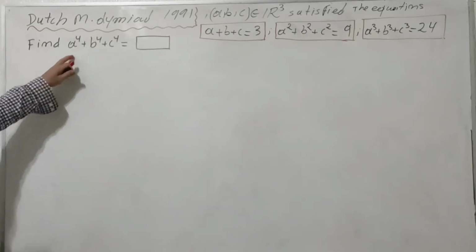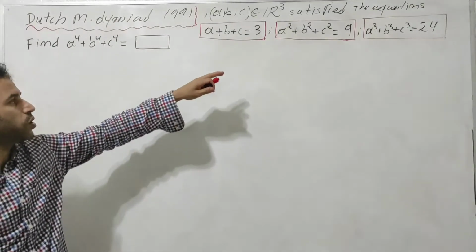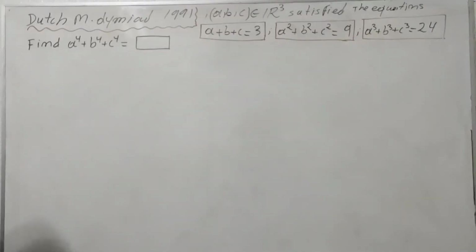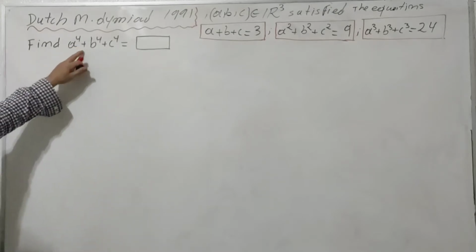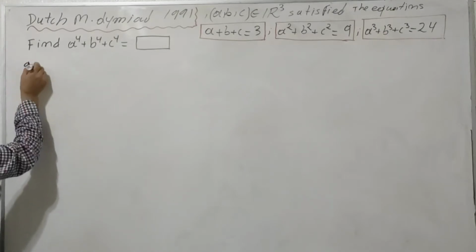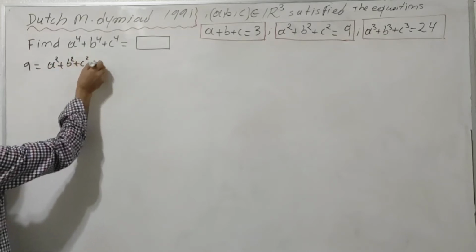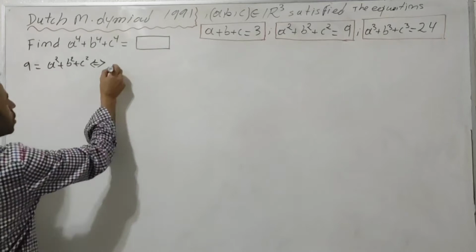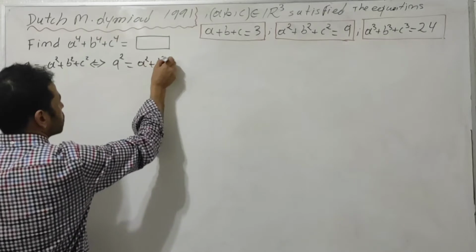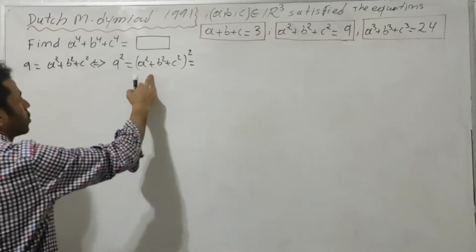In order to find a to the fourth plus b to the fourth plus c to the fourth, we are going to square the second equation, a squared plus b squared plus c squared equal to 9, because that is the only way we can get a to the fourth. So here is the second equation: 9 equal to a squared plus b squared plus c squared. I'm going to square both sides. We'll have 9 squared equal to (a squared plus b squared plus c squared) squared, okay?